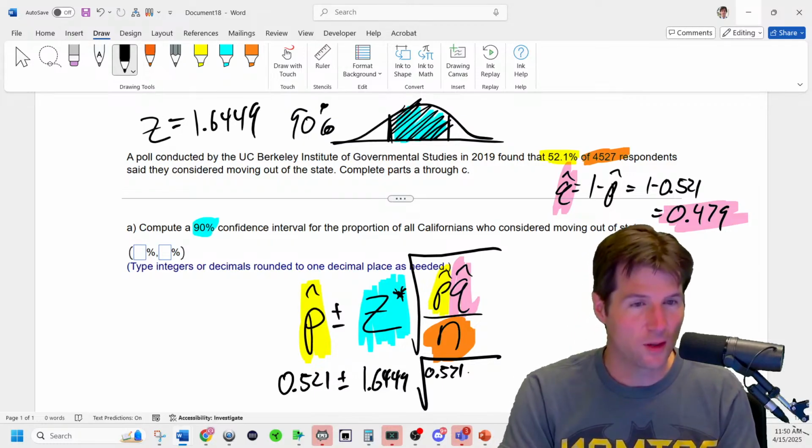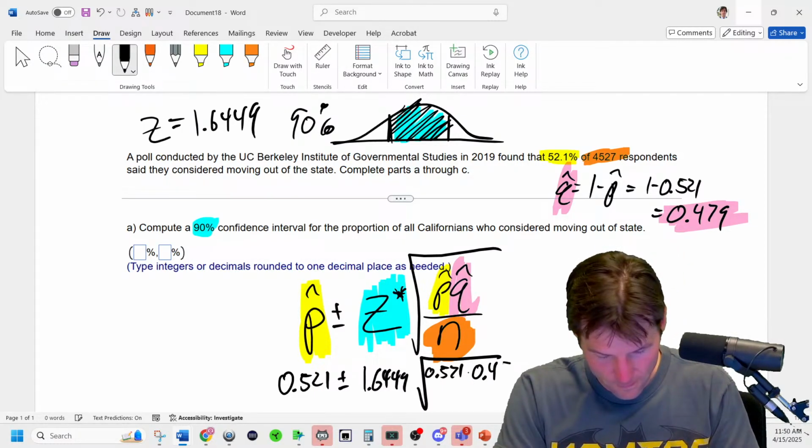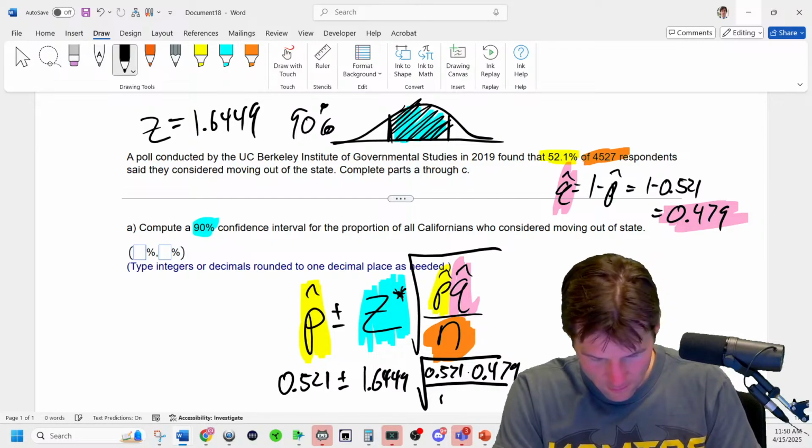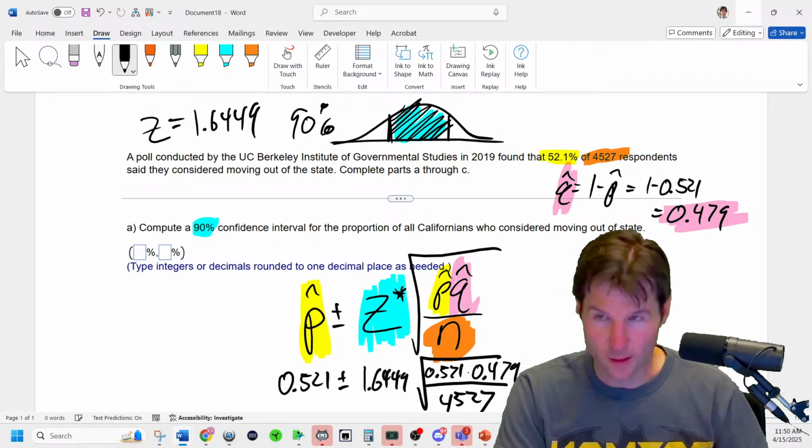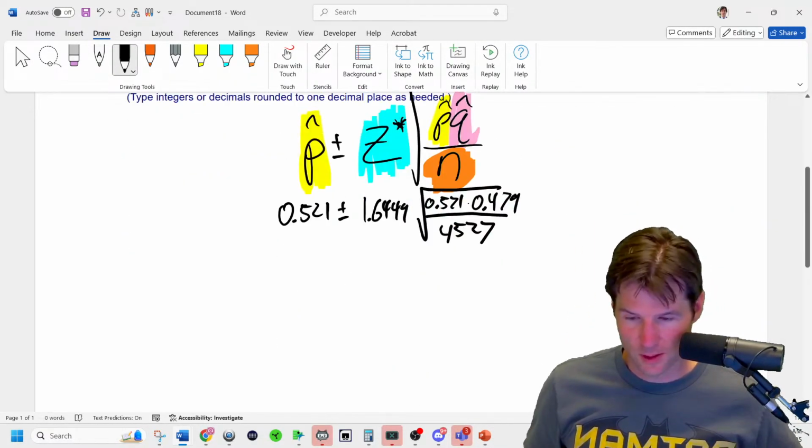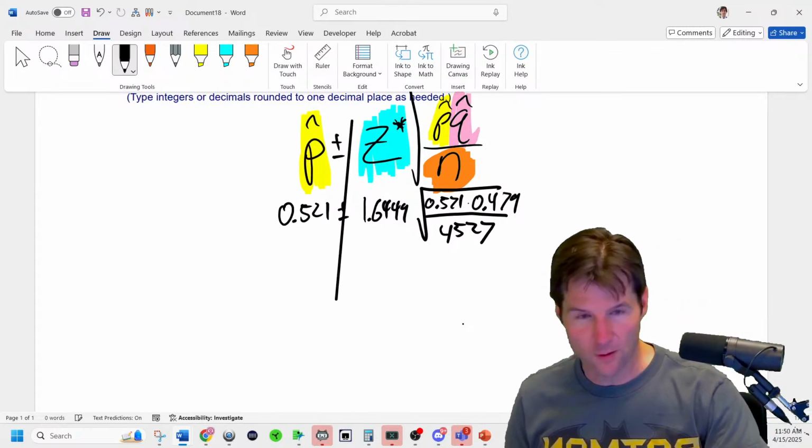And from here, it's just putting in the numbers. It's literally just plug in the numbers. Sometimes people say literally and they don't mean it, but no, it's just plug in the numbers. And then usually I solve out for the margin of error first.